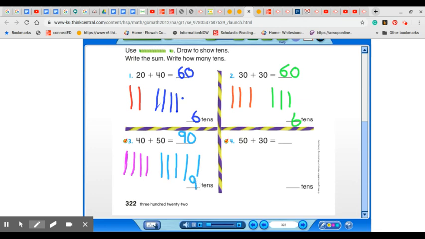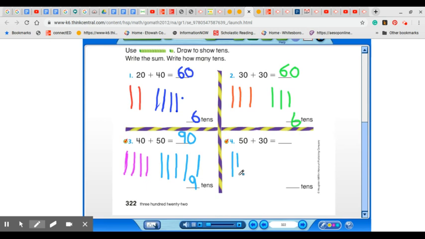Very good. All right, now then we are going to do the same thing on number 4. I want you to pause the video. I want you to write 50 plus 30. I want you to try to work it out before I do, and then we'll check it together. Okay, are we back together? All right, now we will draw the tens for 50. How many tens in 50? I hope you said 5.